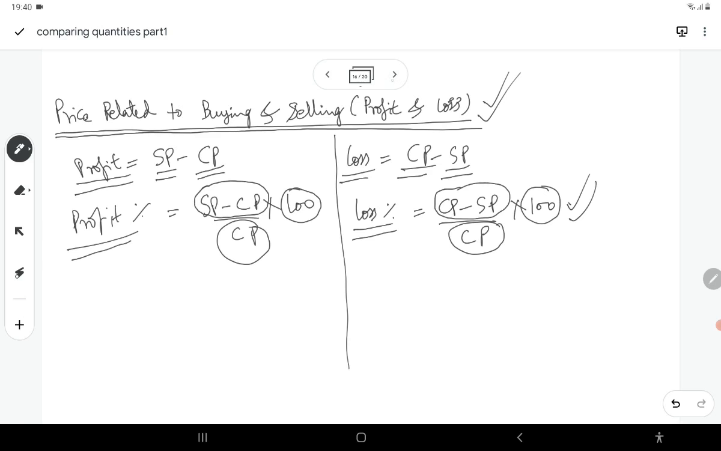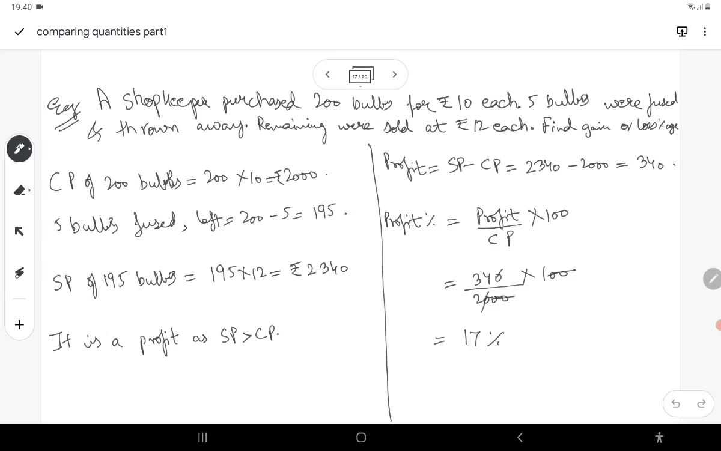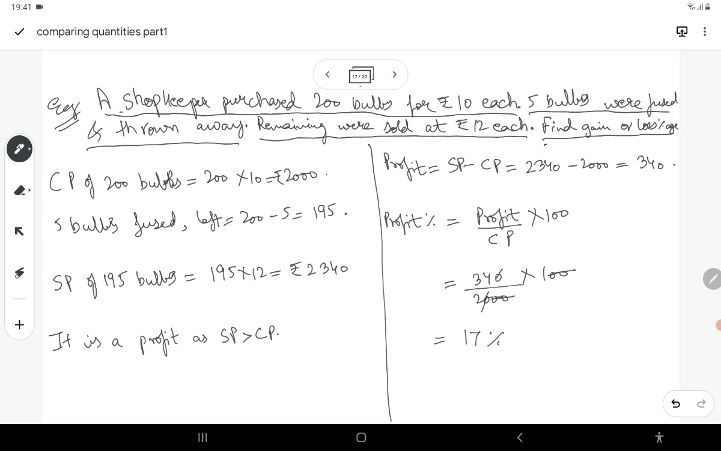Now based on this we are going to solve some questions. So the first question says a shopkeeper purchased 200 bulbs for rupees 10 each. 5 bulbs were fused and thrown away. The remaining were sold at rupees 12 each. Find the gain or loss percentage.